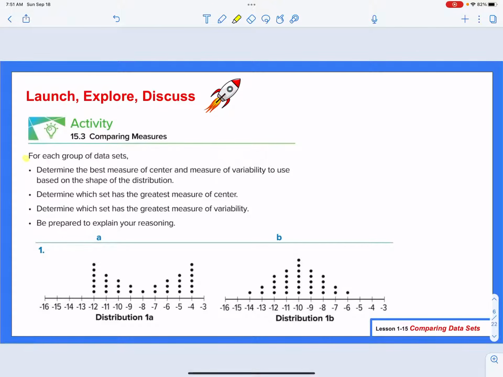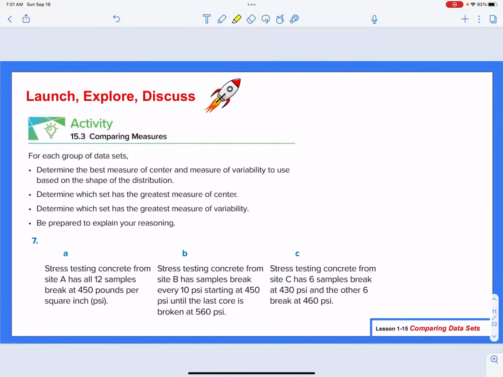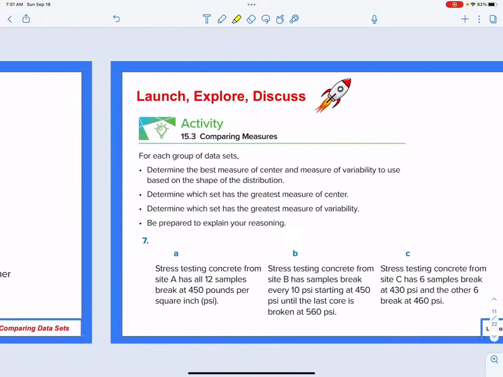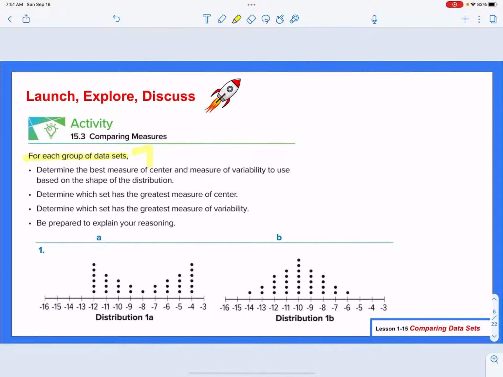For each group of data sets, and we have several here, I'm going to kind of flip through. You can see we're going to do several data sets here all the way to number 7. Okay, so we're going to do 7 data sets. For each of the 7 data sets, we're going to determine the best measure of center and measure of variability to use based upon the shape of the distribution.